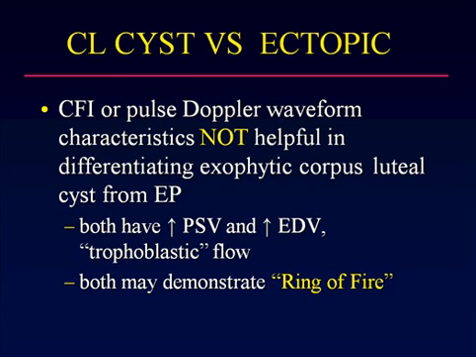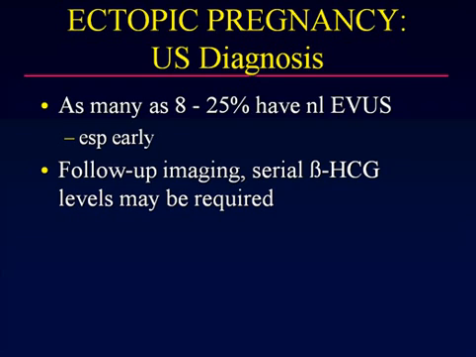However, color flow imaging and the pulse Doppler waveform characteristics are not helpful in differentiating the exophytic corpus luteal cyst from an ectopic pregnancy. Both will demonstrate increase in peak systolic velocity and increase in end diastolic velocity, the so-called trophoblastic flow, and both may demonstrate that ring of fire. So again, the Doppler, either pulse Doppler or color flow characteristics, are not helpful in differentiating those two structures.